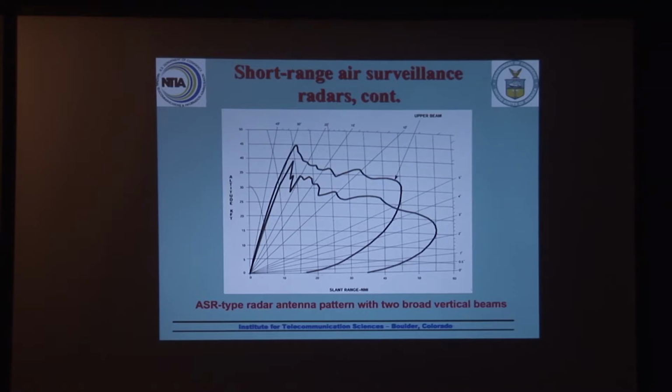And this is a picture of the vertical fan beam coverage for this type of radar. You've got the lower fan beam and the upper fan beam, so you get a little bit of elevation information, but not much with these types of radars.